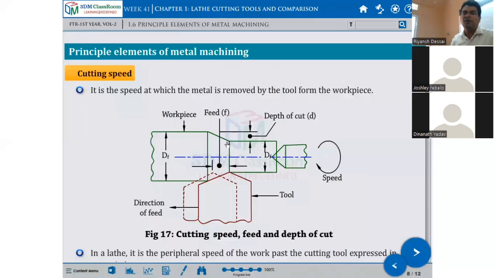It is the speed at which the metal is removed by the tool from the workpiece. So cutting speed is the speed at which the metal is removed by the tool from the workpiece. You can see the diagram. This is the job workpiece and this is the cutting tool. This is the speed at which metal is removed by this tool from the workpiece. That is the cutting speed.